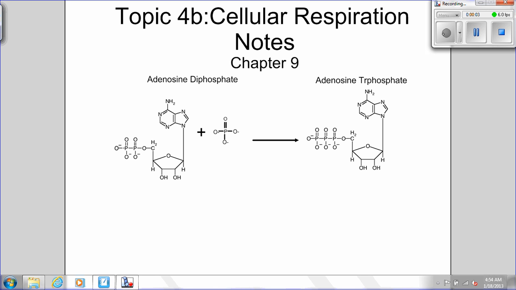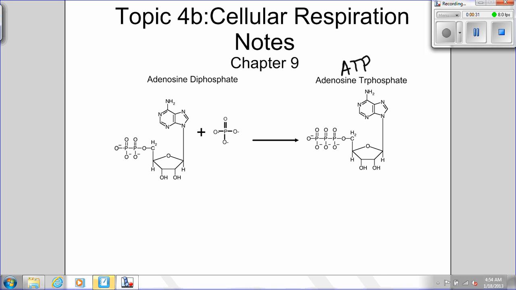Now that we've completed photosynthesis, we're going to move into the second biochemical reaction that is important for almost every organism on Earth, and that is cellular respiration. In order to understand cellular respiration, and even photosynthesis for a small point, you need to look at the molecule adenosine triphosphate. This is the same molecule that I've been calling ATP all year.